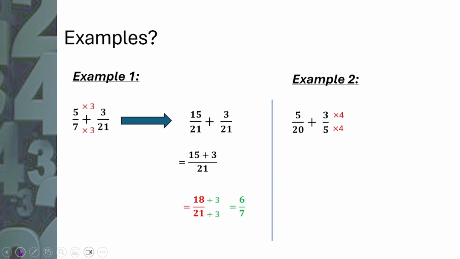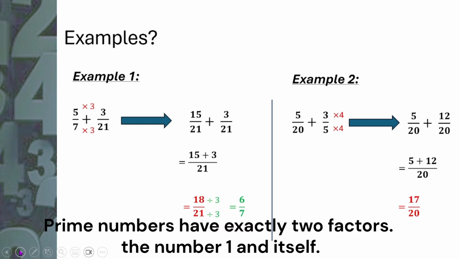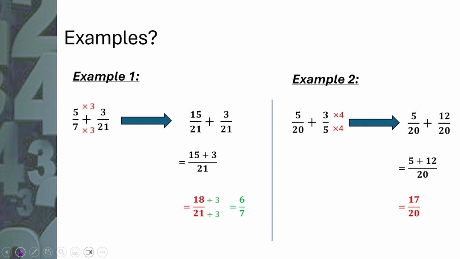3 times 4 is 12, 5 times 4 is 20, which gives me the common denominator. So 12 over 20 plus 5 over 20. And of course, 5 plus 12 is 17. 17 over 20. This answer cannot be simplified because 17 is a prime number, and so therefore we can't go any further than what it is. Now we are going to be doing a video at some point in the future about prime numbers, so please do keep a lookout for that one.